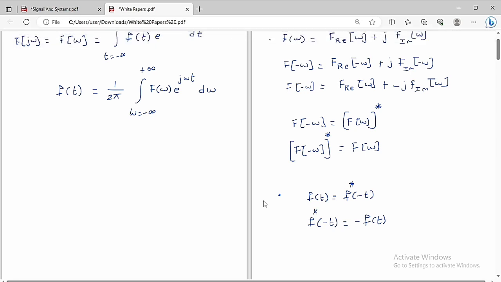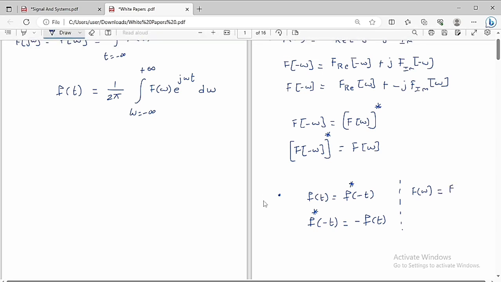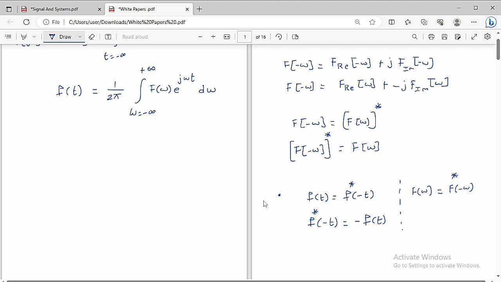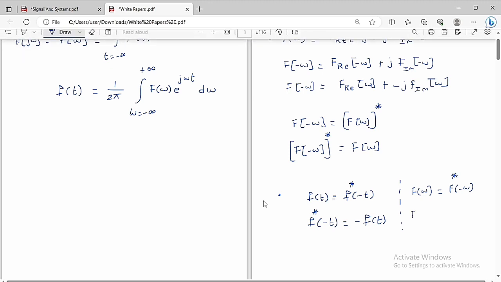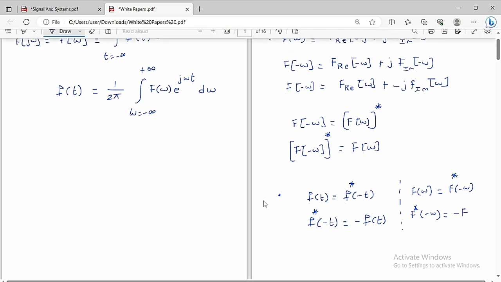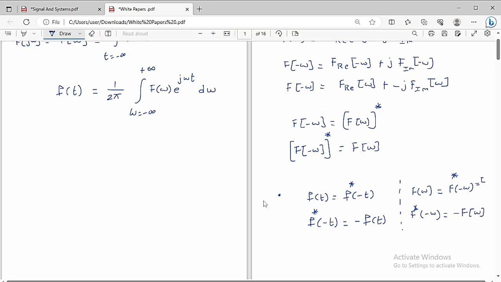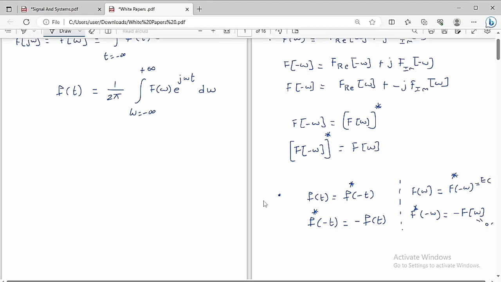So you will also conjugate. Now in place of t, substitute omega, then what you are going to get? F of omega is equal to F of minus omega whole conjugate. This is called the even conjugate for complex signals, and F conjugate of minus omega is equal to minus F of omega. This is the odd conjugate. So this is the even conjugate and this is the odd conjugate for complex signals.